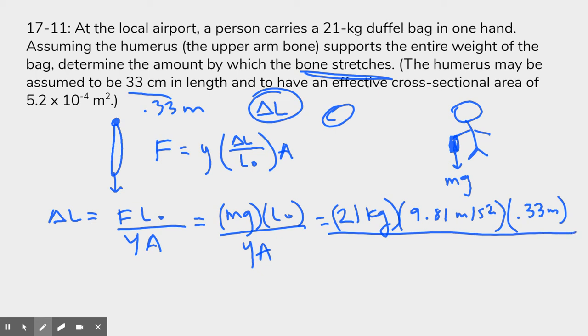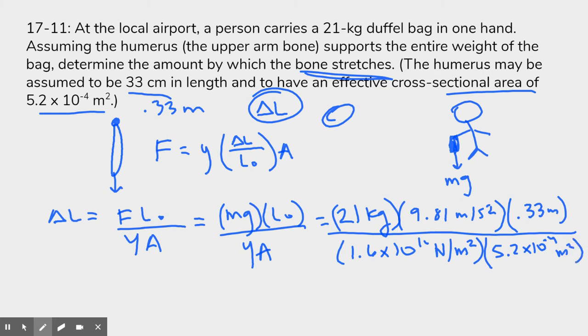Divided by the Young's modulus. Again, we can look that up. It's 1.6 times 10 to the 10 newtons per meter squared. And then we need to use the area, which we're told here the cross-sectional area is 5.2 times 10 to the negative 4 meters squared. Once we solve this, we'll find that the change in length of that bone was 8.3 times 10 to the negative 6 meters. So that's a very, very small change. But it is a change nonetheless.